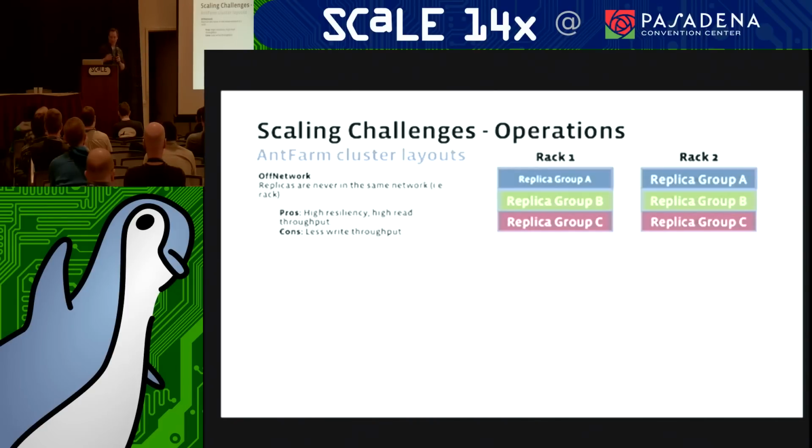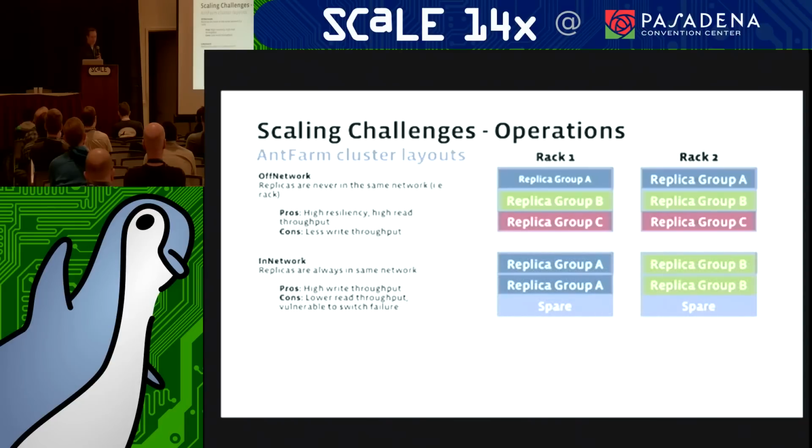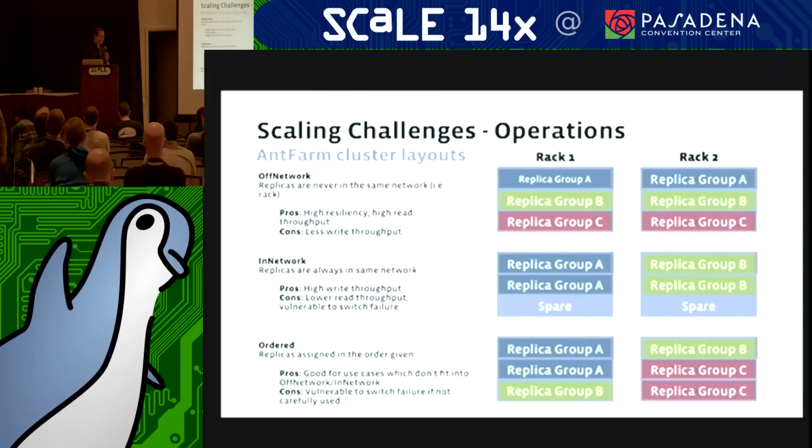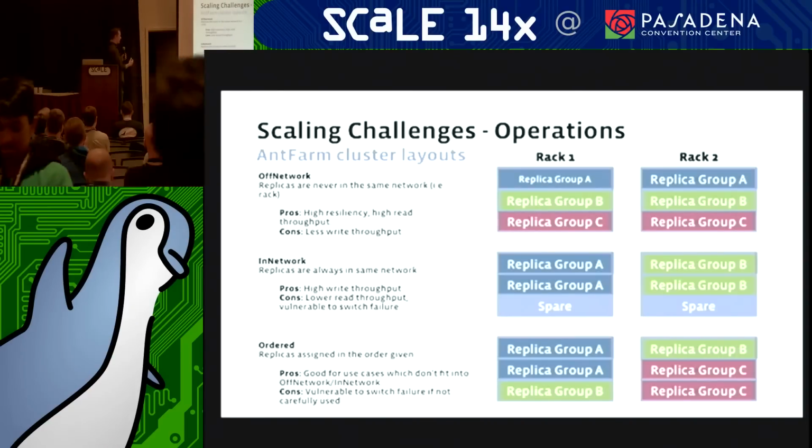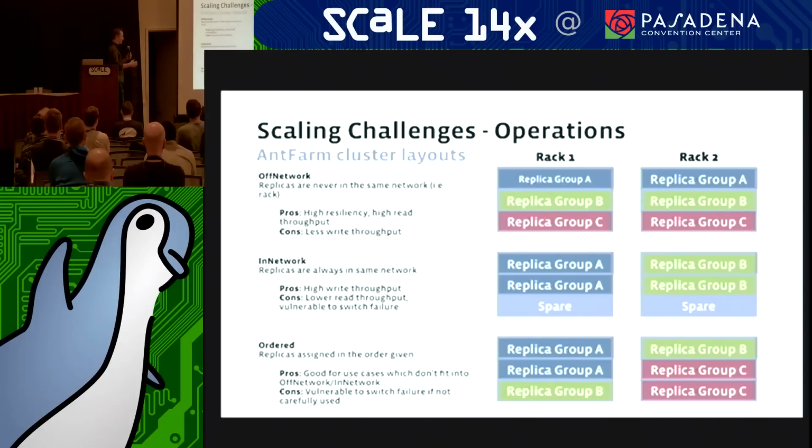But say a customer comes along and says, I really need high write throughput. You can give them the in-network layout, which is basically putting replica groups always in the same rack. You first tell them they're insane, they're probably going to have unavailability and durability issues. If they agree, this is what they get. Great write throughput, but not as good read throughput. And you may have an engineer come to you and say, hey, I know what I'm doing, let me set up my cluster however I want. For that, we have ordered. I'm not really aware of anyone that uses this anymore, but we support it because, hey, it's America. Everyone.